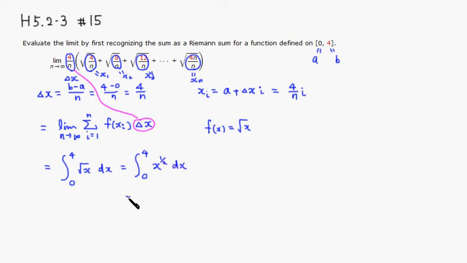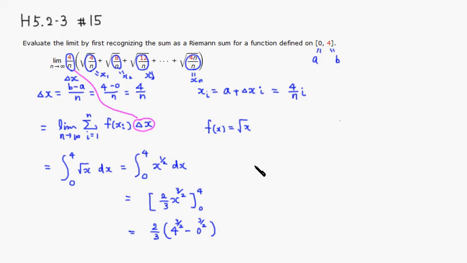Then we can just take the antiderivative, which is going to be adding 1 to the power, so it's 3/2. Dividing by 3/2 is the same as multiplying by 2/3, and you're going from 0 to 4. You can pull out the 2/3, it's just a constant, and plug in 4, so 4 to the 3/2 power, minus plug in 0, 0 to the 3/2 power. That's a long way of saying 0.